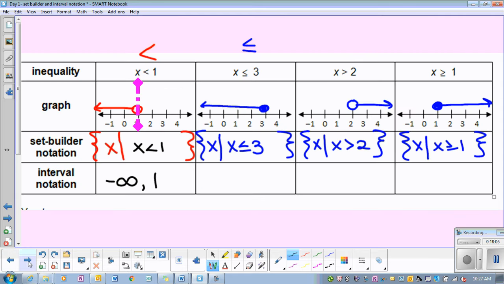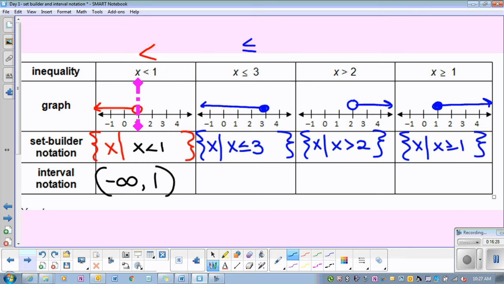Okay, so 1 has an open circle. So then is that parentheses or is it bracket? Parentheses. Good, thank you. Parentheses around that 1. And the negative infinity. Infinities always get what? Parentheses. Good job. Thank you, Tiffany.